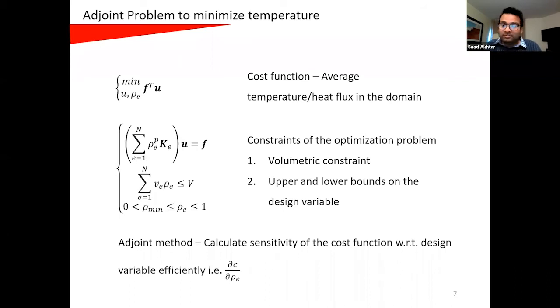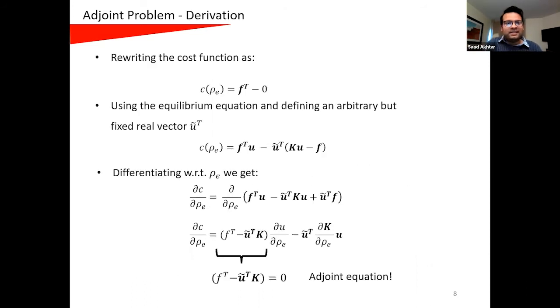And we use the adjoint method to calculate the sensitivity of the cost function with respect to the design variable, which is the density of the material in this case. I mean, by density, I mean the placement of conductor material versus insulator material. So this distinction is very important in this case. So whenever I talk about density, it's not the conventional density, it's the material placement density.